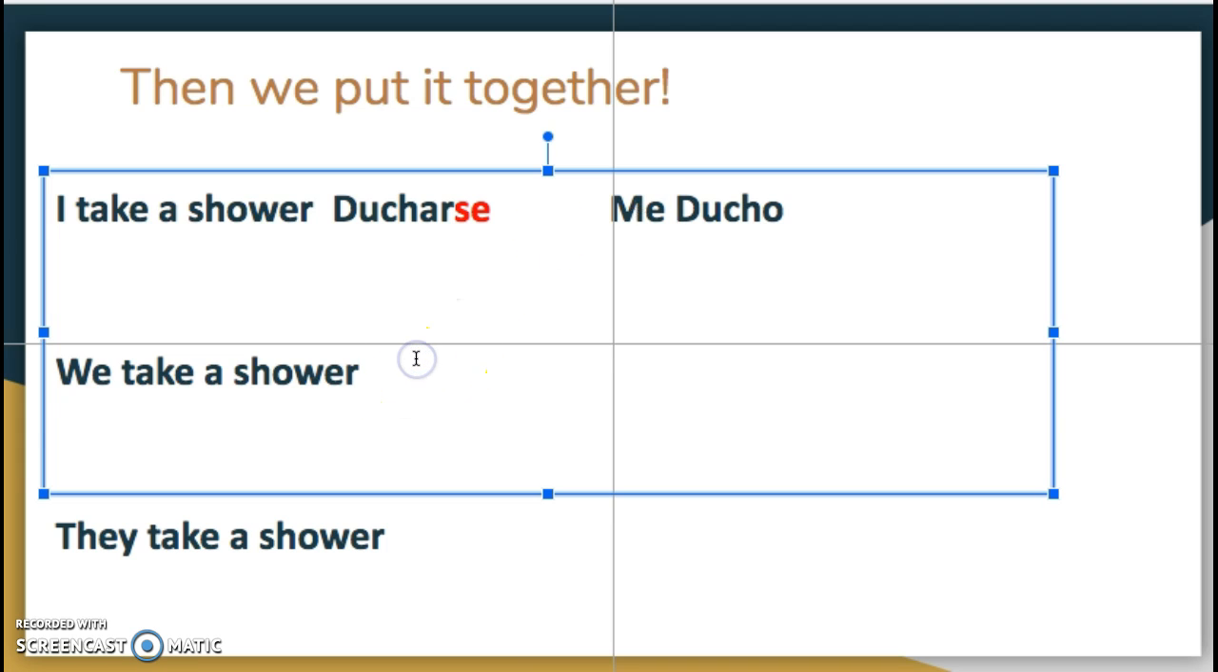How about we take a shower? Okay. So we're still using ducharse. Let's just conjugate ducharse for nosotros. Duchamos. Then we're going to deal with that se. Take it out of your pocket. Which one of those pronouns will match we? Me, te, se, nos, os, or se. Yep, you guessed it, nos. And that comes in front.